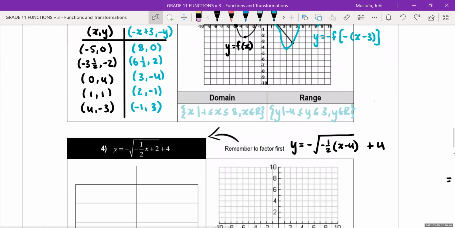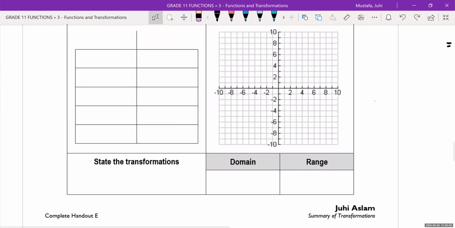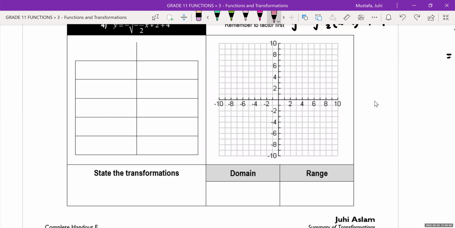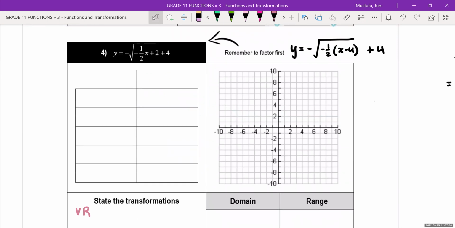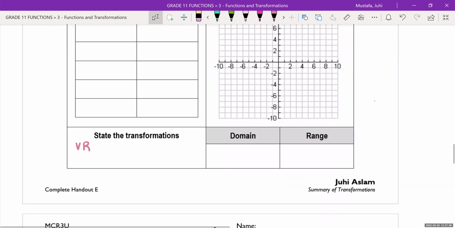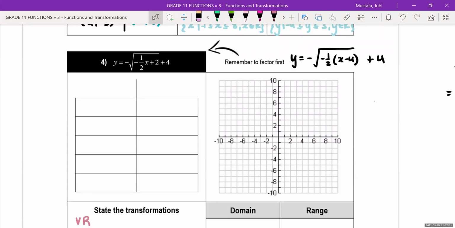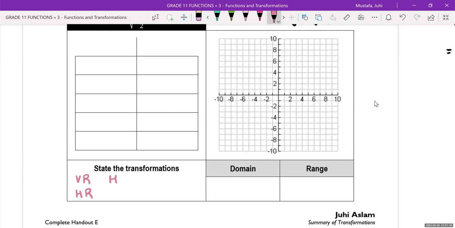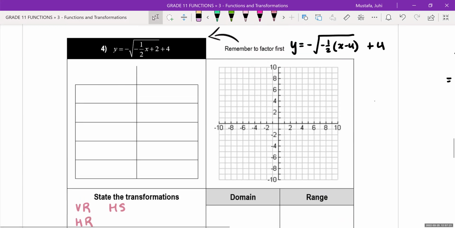And let's just use some of our short forms that we know. What do we have? So there's a negative sign on the outside, so that is a vertical reflection along the x-axis. We have a negative sign on the inside, that is a horizontal reflection along the y-axis. What does the half inside the bracket, inside the square root sign mean? Sarah? Yep, horizontal stretch, because you're going to consider the half to be a 2 when you're figuring that out.